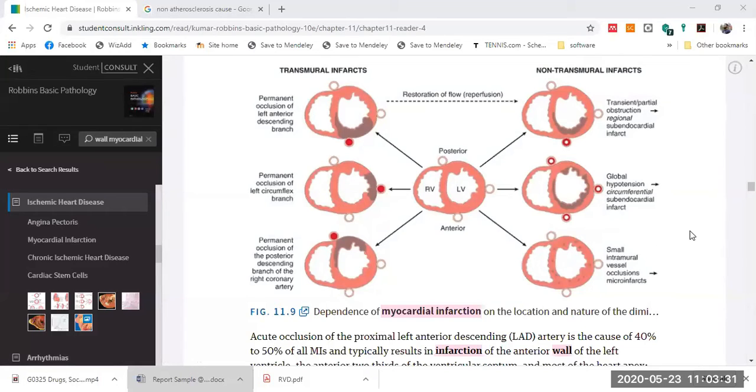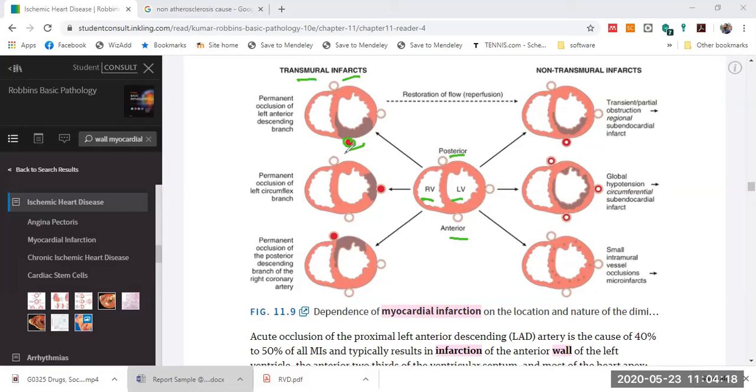This is a picture I have not put in my slides, but it is mentioned in the textbook. If you take a look at this picture, I can explain this concept. This is showing you the right ventricle and the left ventricle, this is the posterior side, and this is the anterior side of the heart. What happens in transmural, as I already mentioned, is a permanent occlusion of the left anterior descending branch, this section.